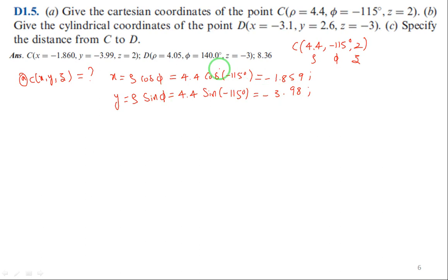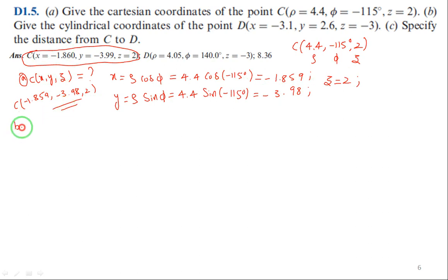Then z, no need to calculate. Z is the same. Z is 2 means here also z is 2 only. So just write down the coordinates of C: x is minus 1.859, y is minus 3.98, and z is 2. Just verify your answer here. Yes, this one, right? You have found out the Cartesian coordinates given cylindrical coordinates. Then we'll move to part B.